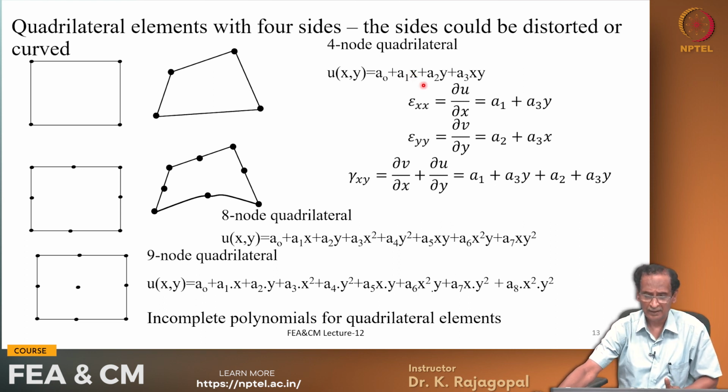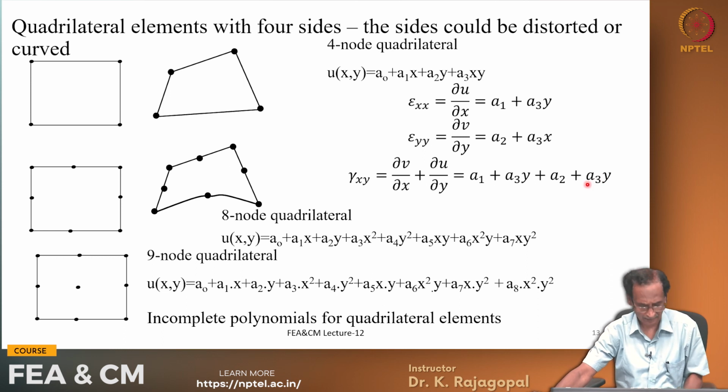And our strains are epsilon xx is dou u by dou x, that is a1 plus a3 y, and epsilon yy is dou v by dou y, that is a2 plus a3 x, and gamma xy is dou v by dou x plus dou u by dou y, that is equal to a1 plus a3 y plus a2 plus a3 x, sorry, it should be x.